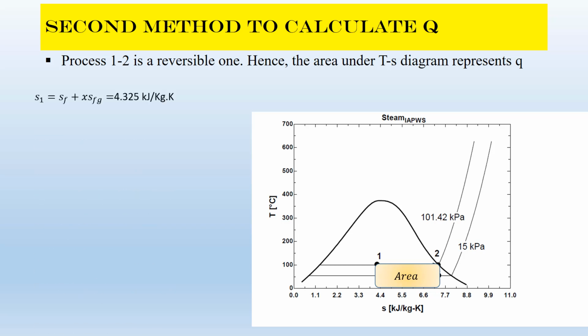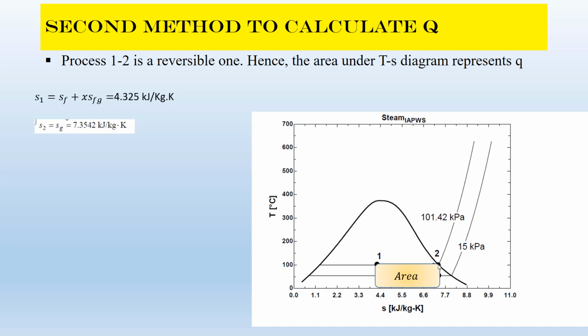To calculate this area, you need S1 and S2 and also the temperature, and then you can simply calculate the area. For state 1, this is the saturated liquid-vapor mixture. You can use S_f plus x S_fg, where x is 0.5, to calculate S1. S2 is S_g for the saturated vapor. So you have S1 and S2, and then you can simply calculate the area.